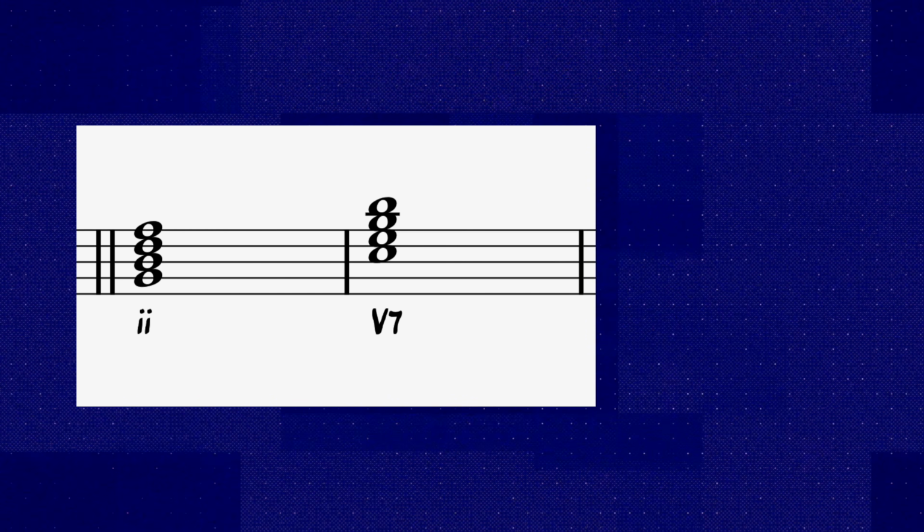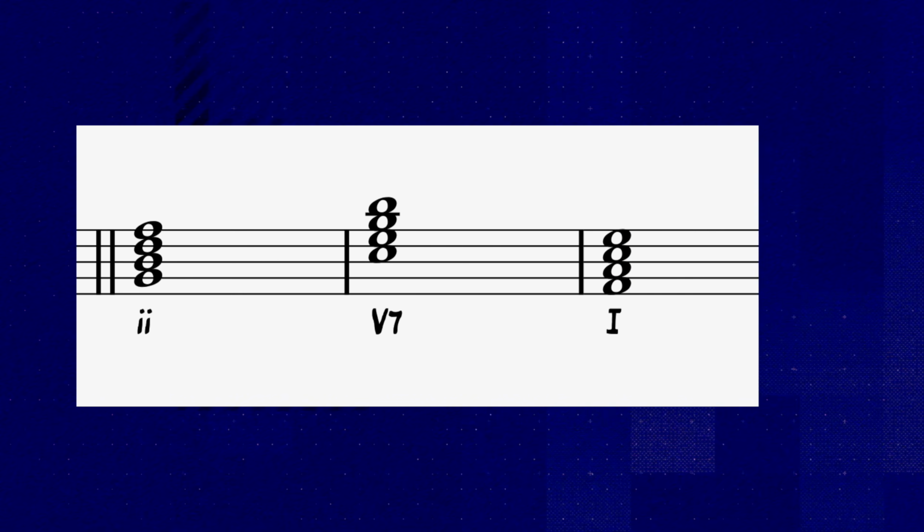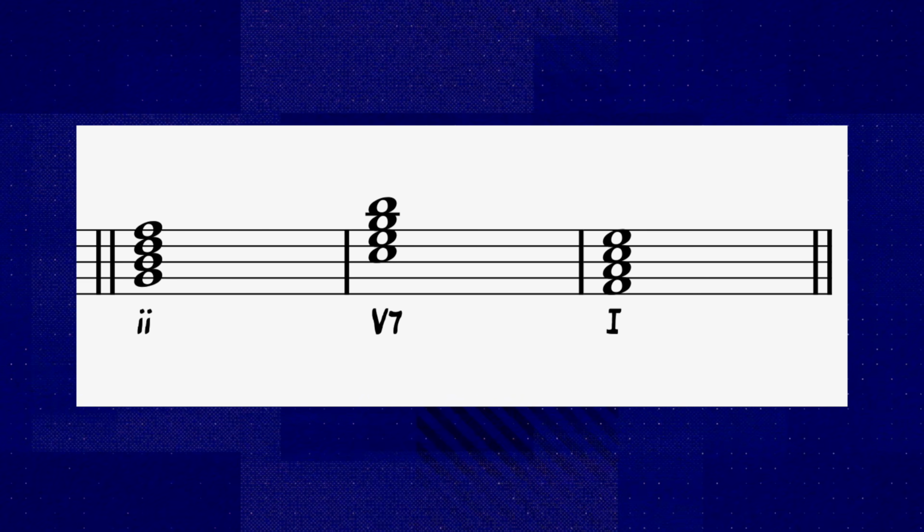To build a 5 chord, we're going to stack up thirds starting from the 5th note of the major scale. That gives us C, E, G, and B flat. To build a 1 chord, we do the same thing from the root of the scale. That's F, A, C, and E.